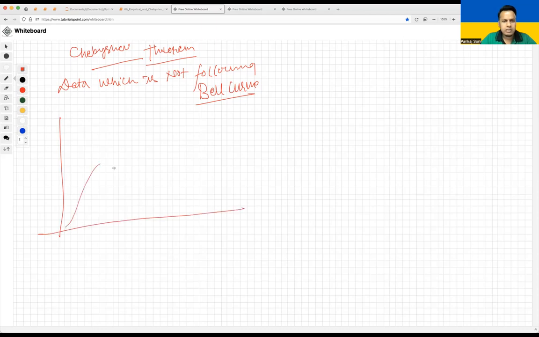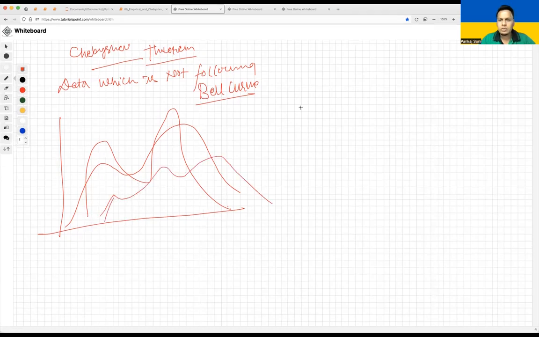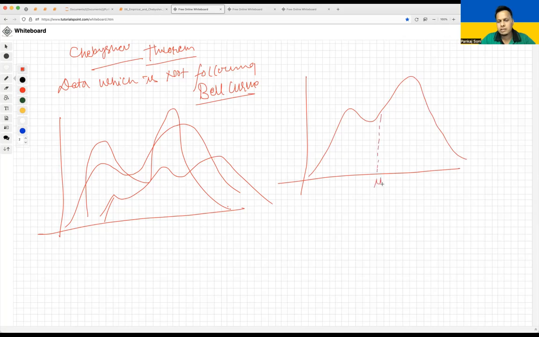Let's say the data which is not following may look like this, correct? Or maybe some data may look like this, and some data may look like this. Any kind of data, correct? So let me just draw one sample here. This is your data. Let's say your mean is falling somewhere here. This is your mean, and if I take 1 sigma, then 2 sigma, this will be 3 sigma. Similarly on the other side, -1, -2, and this is your -3 sigma.